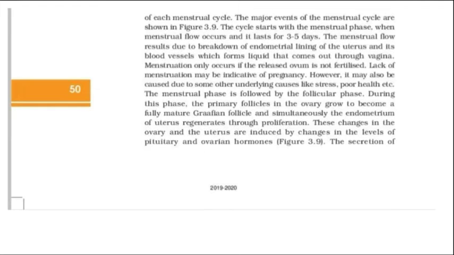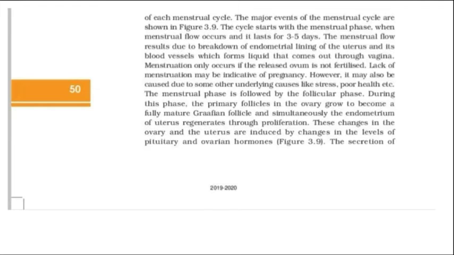Menstruation only occurs if the released ovum is not fertilized. Lack of menstruation may be indicative of pregnancy. However, it may also be caused by some other underlying causes like stress, poor health, etc. The menstrual phase is followed by the follicular phase.